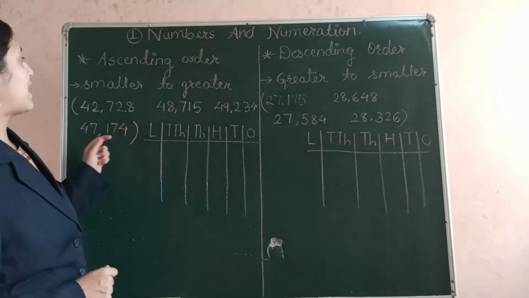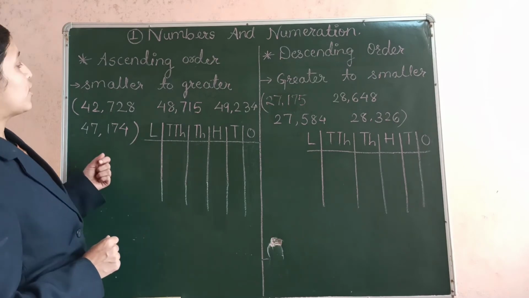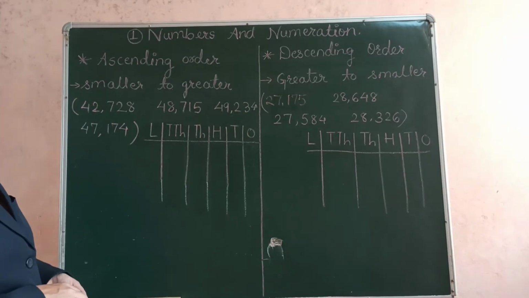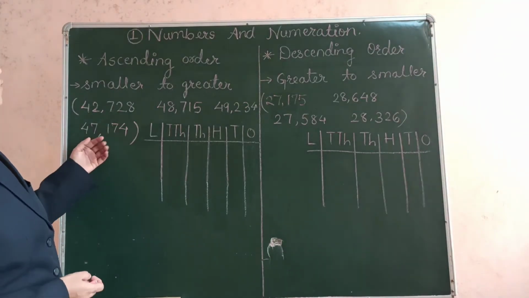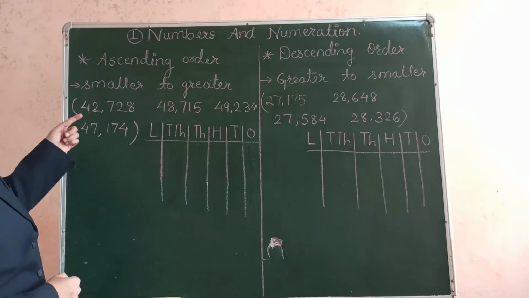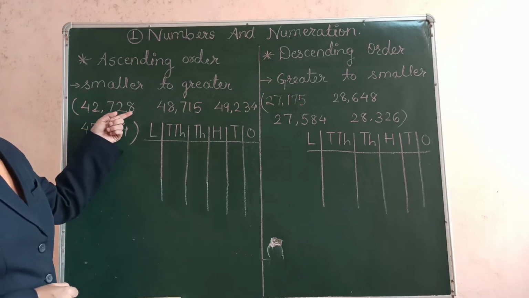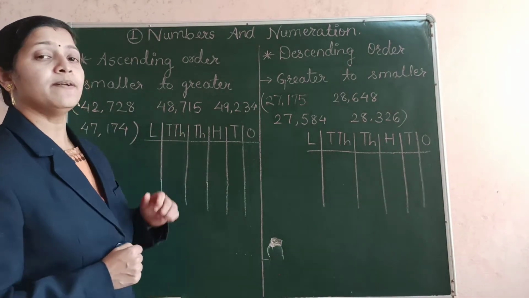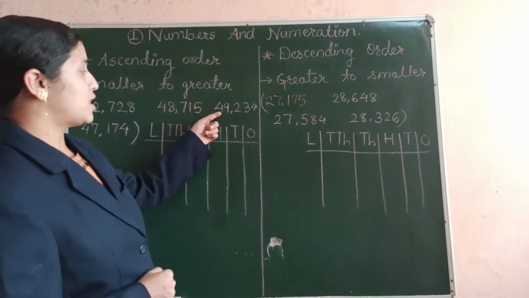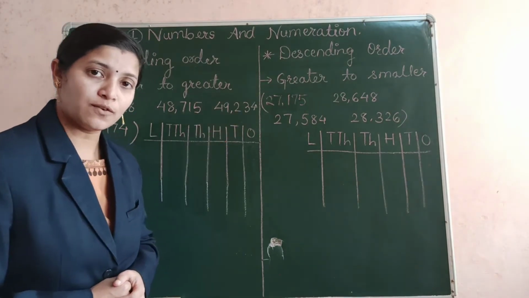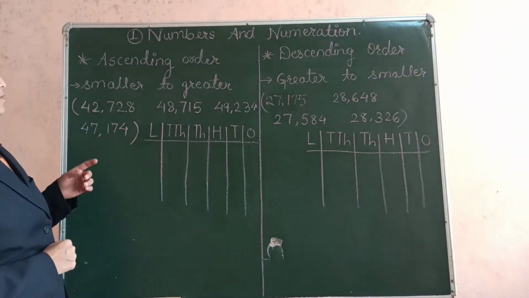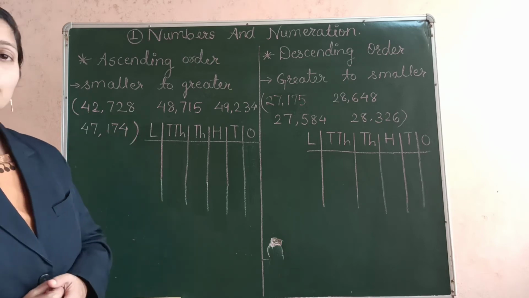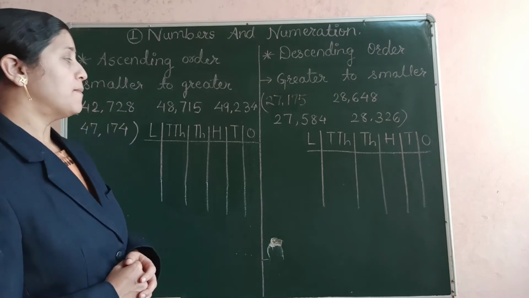So first we will have a look at how to find out which number is smaller and how to write the ascending order. Here you can see a set of 4 numbers is given. The first number is 42,728. The second number is 48,715. The third number is 49,234. Whereas the fourth number is 47,174. All these numbers have 5 digits in them.